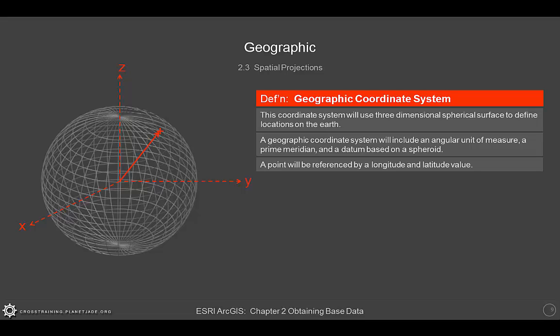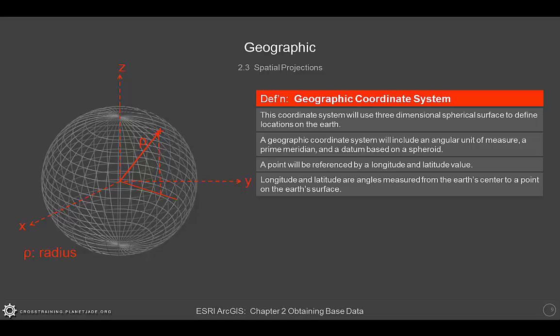and usually we go from the center of mass, and there is a radius there, and we sometimes call that rho. And then from there we determine exactly where that is located from the origin. So longitude and latitude are angles measured from the Earth's center to a point on the Earth's surface. So that's what we're going to use to lock in exactly where that point is located.